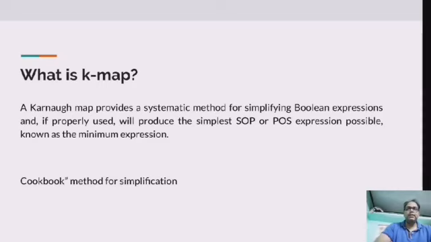What are actually K-maps? A K-map, as given in the slide, provides a systematic method for simplifying Boolean expressions, and if properly used will produce the simplest SOP, that is sum of product, or POS, that is product of sum expression possible, which is known as the minimum expression. Means the aim of the K-map is to minimize the Boolean expressions provided to us as the question. We have to minimize the Boolean expressions to find out the minimum expression.